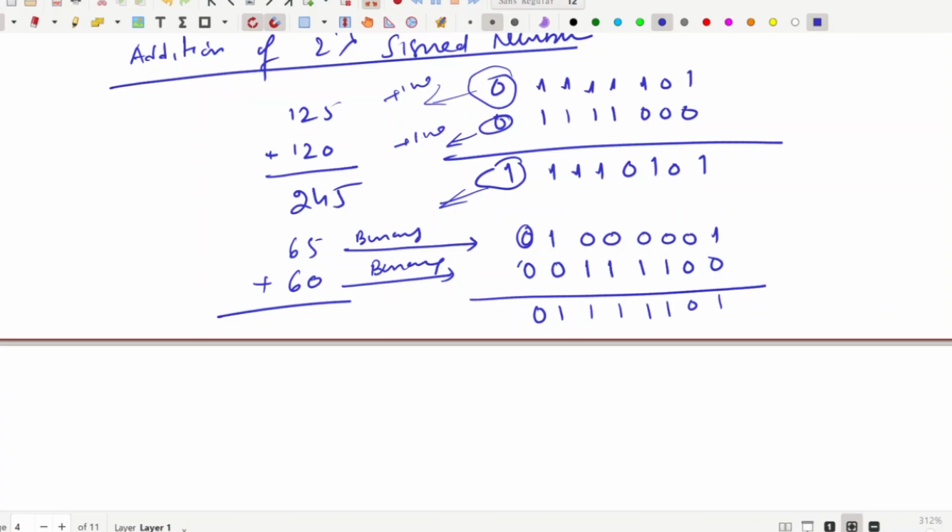This means the result is the same as the number. If both added numbers are positive, then the result is also positive. And what is the result? We convert the binary equivalent of the rest 7 bits. So this is simply what? The result is equivalent to 125 in base 10.